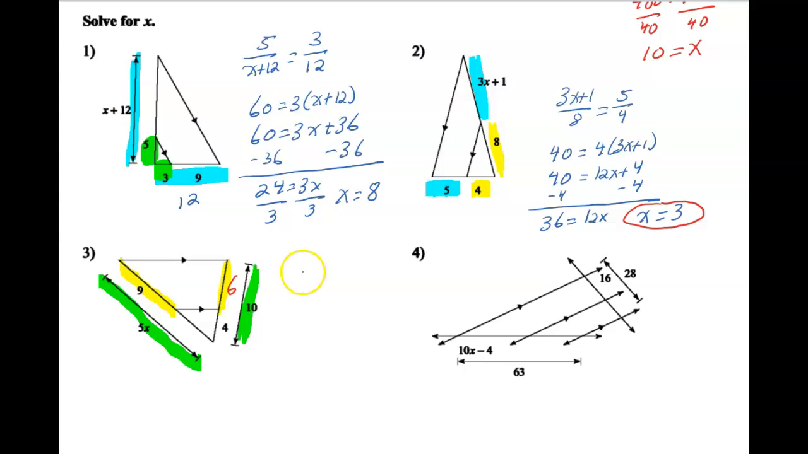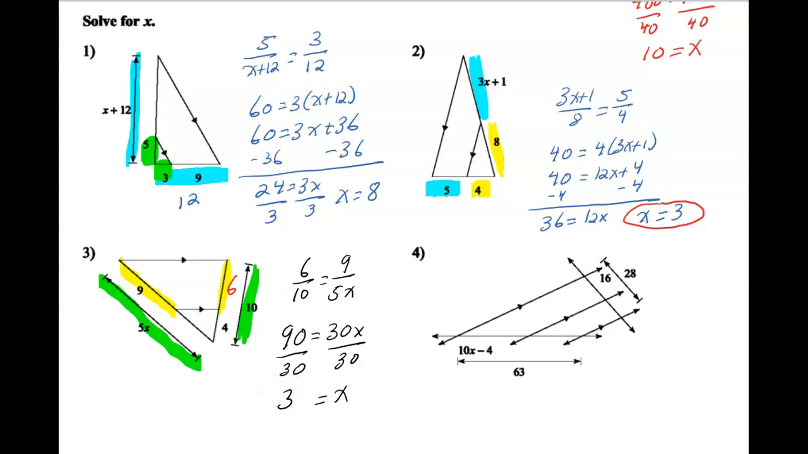So the proportion for problem number 3 would be 6 over 10, the yellow to the green, is equal to 9 over 5x. Multiplying, you get 90 is equal to 30x. Divide by 30, x is equal to 3.